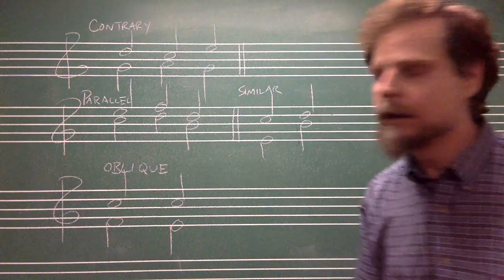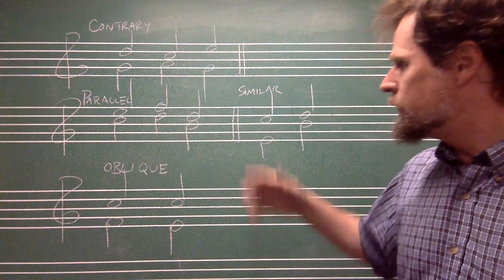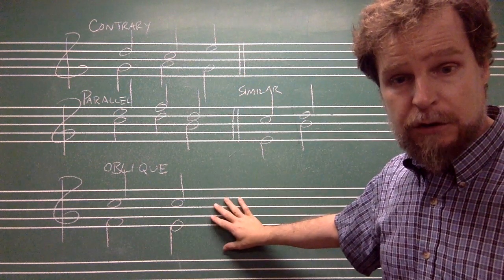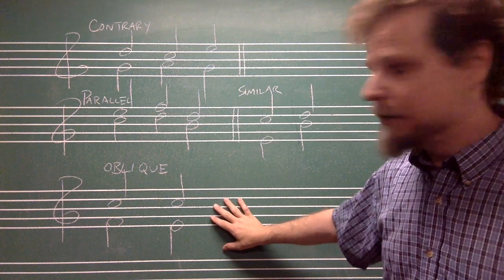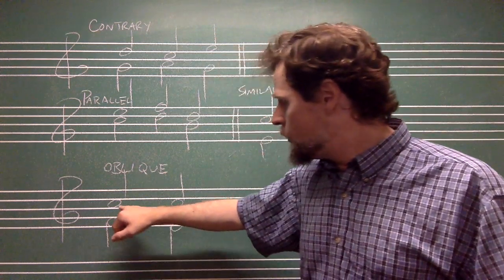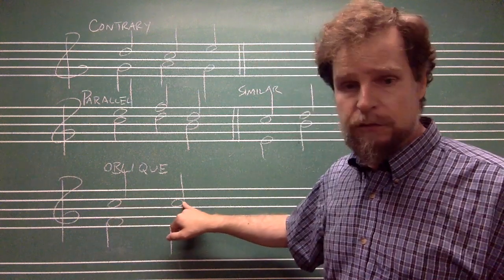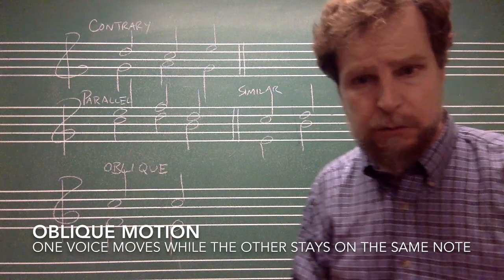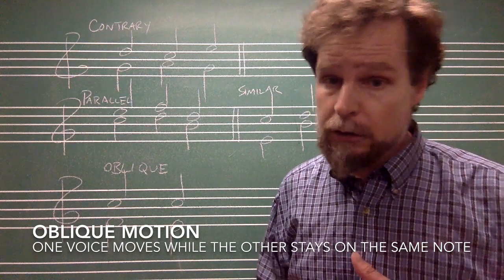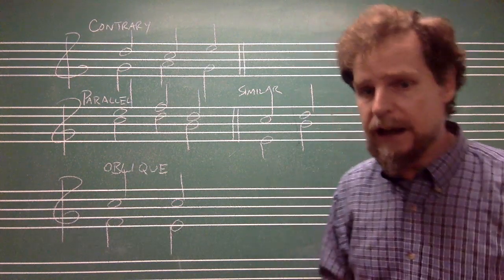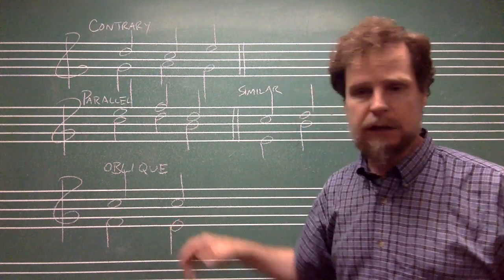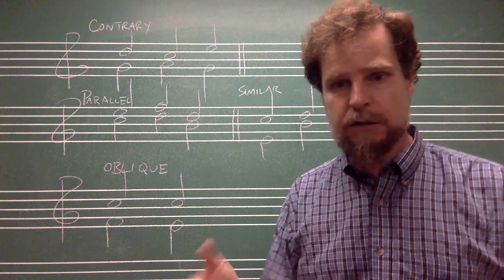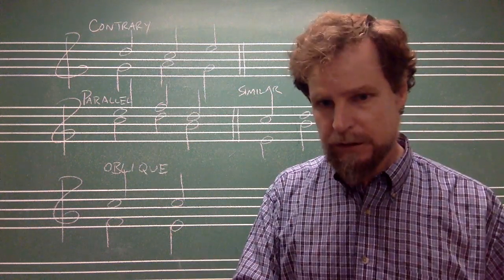And then finally, I promised you 4 kinds. We have oblique. Oblique motion occurs when one of the parts doesn't move while the other one moves. And the voice that doesn't move might repeat a note or it might hold a note. I've made my example with a repeated note because in the chorale style, usually everybody has the same words and therefore everybody has the same rhythm.